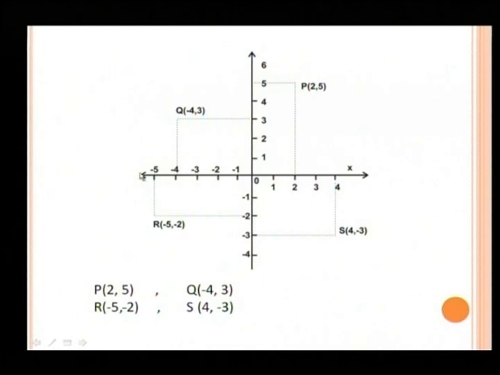To draw the fourth number, which is S, 4 and minus 3, we will consider 4 for the first value or abscissa and we will consider minus 3 for the second number. So the resulting point in the coordinate plane becomes 4 and minus 3.